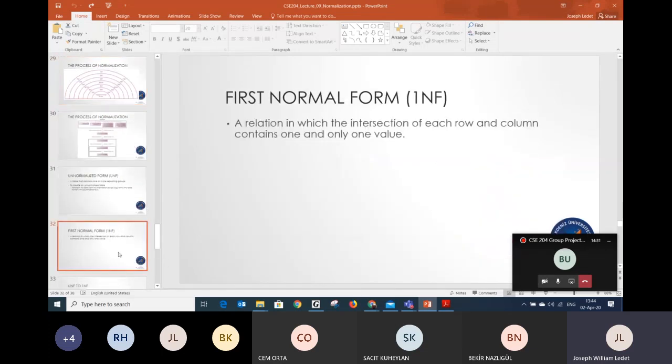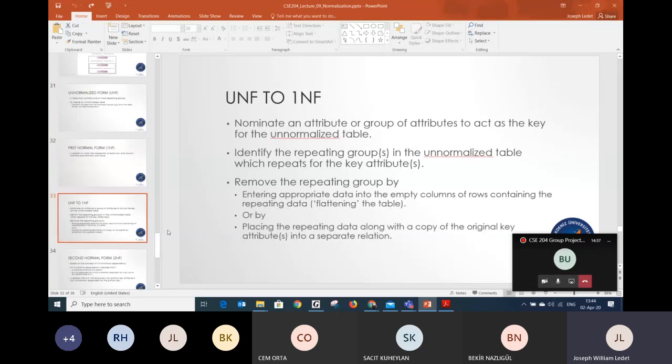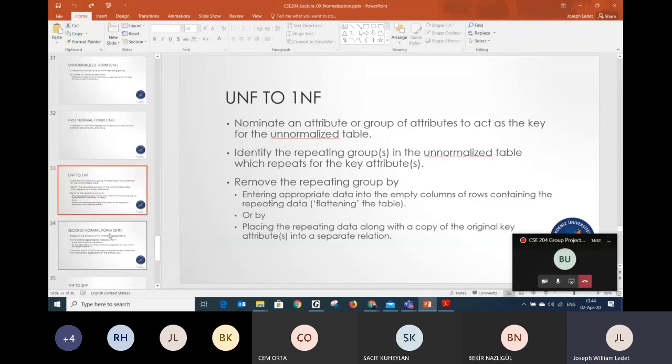So we've just mentioned what the first normal form was. Basically, going from UNF to first normal form, we just get rid of repeating groups. We make sure every cell has a piece of information in it, or a null. It could be null if it needs to be. And then we also identify a primary key.